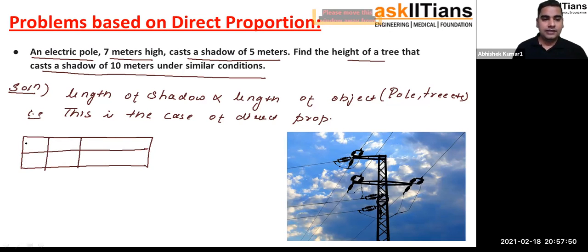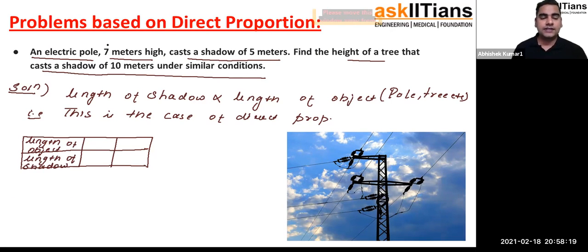Okay. Here I am writing length of object. Okay, that means pole or tree, whatever. And here I'm writing length of shadow. Okay, so we have two cases.